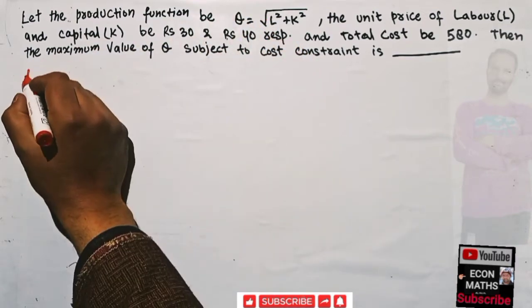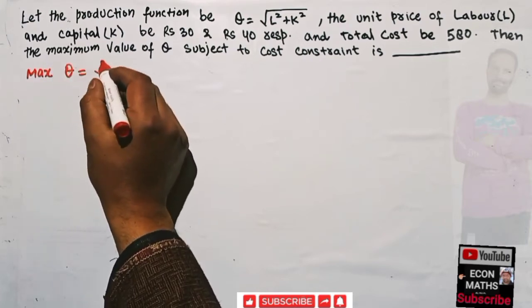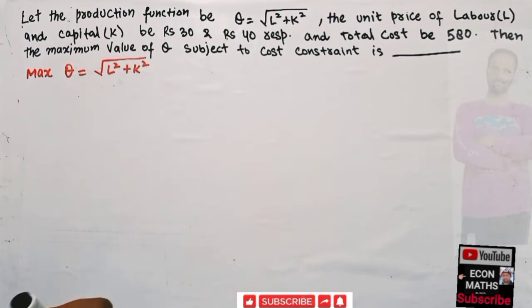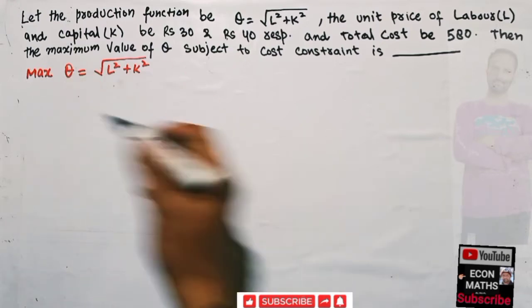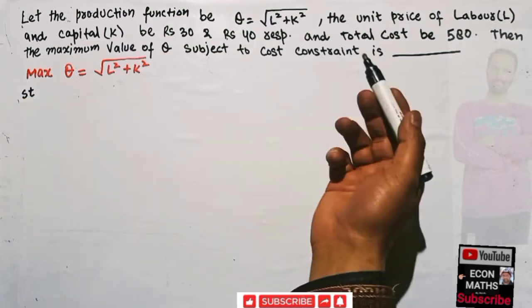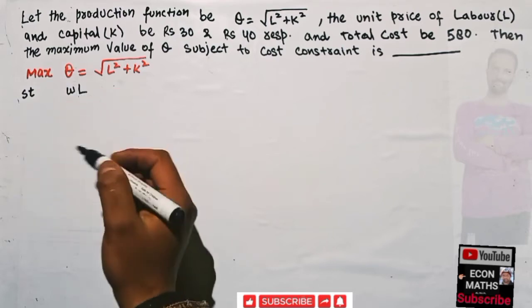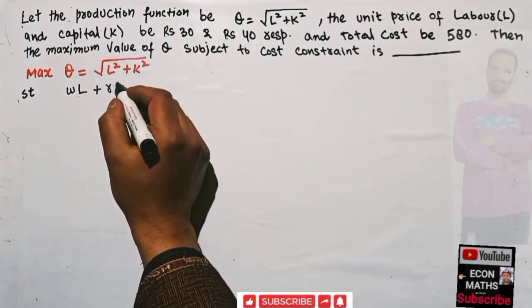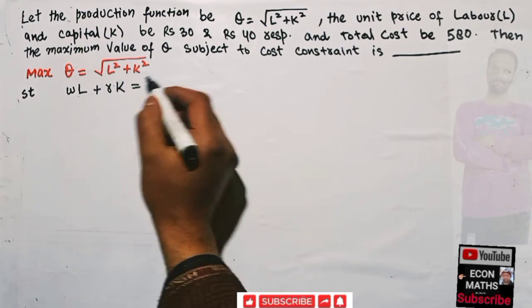That means we want to maximize Q = √(L² + K²). Okay, this is our objective function. We want to maximize this Q subject to the cost constraint. How do we write the cost constraint? The cost constraint is simply wage rate times number of laborers employed plus rental cost of capital times units of capital employed should be equal to total cost.